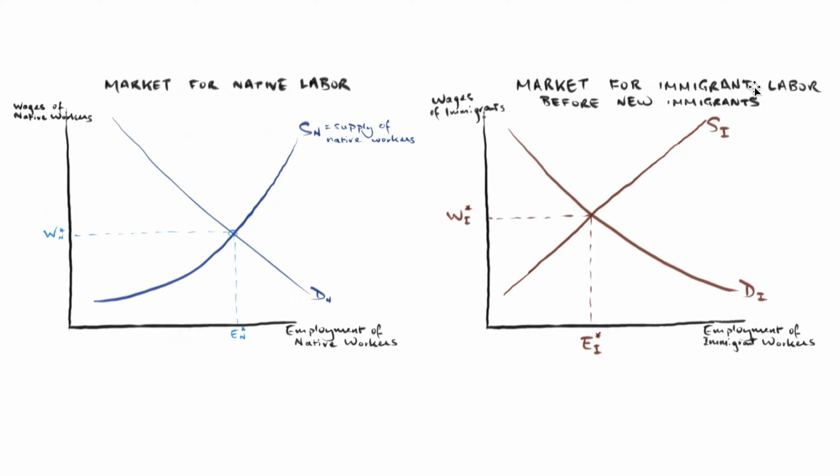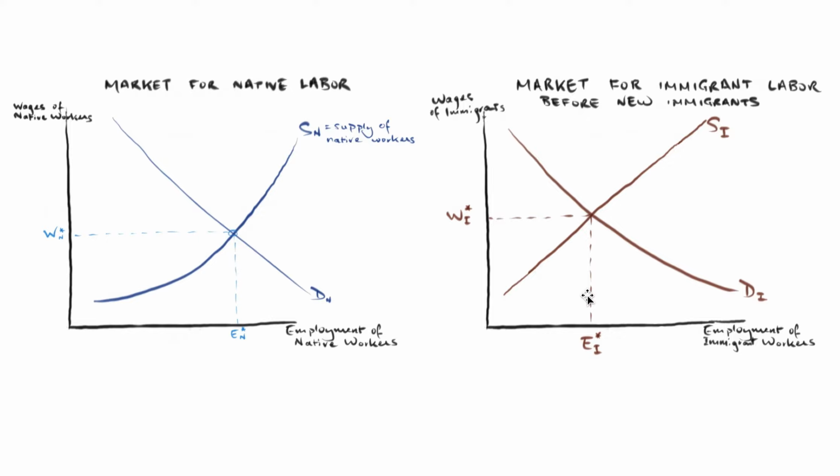Similarly, there's a market for immigrant labor. This is, again, before the arrival of immigrants. There's some demand for the immigrant labor, some supply of immigrants to this job. Both of these markets are in equilibrium. There's a wage paid to native workers, an equilibrium wage of WN star, number of native workers employed initially, EN star. Over in the labor market for immigrants, the equilibrium wage is WI star, and number of immigrants employed, EI star.